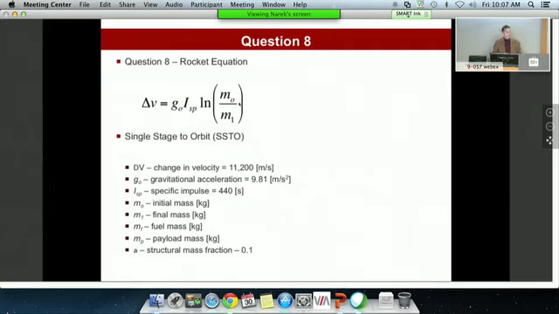All right, now comes the one you've all been waiting for, I know. Question 8. So here's the rocket equation. Delta V, the change in velocity of a rocket that you can achieve, is equal to gravity times the specific impulse times the log of your initial mass, mi, so this is your rocket on the launch pad, over mf, which is the final mass after the burn has happened. And one thing that's important is to define those masses.